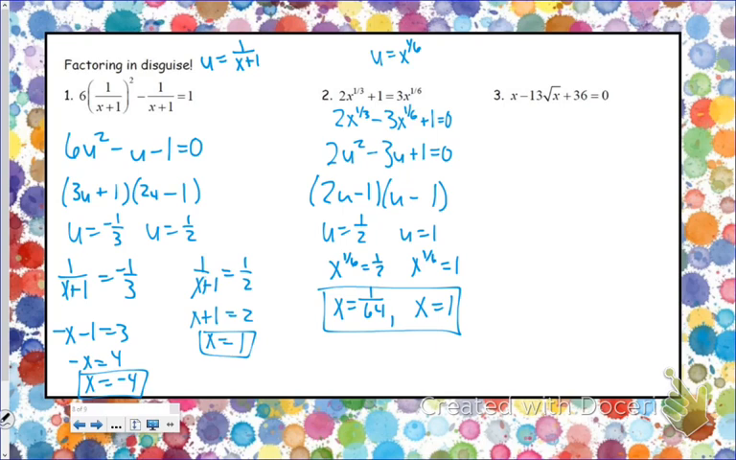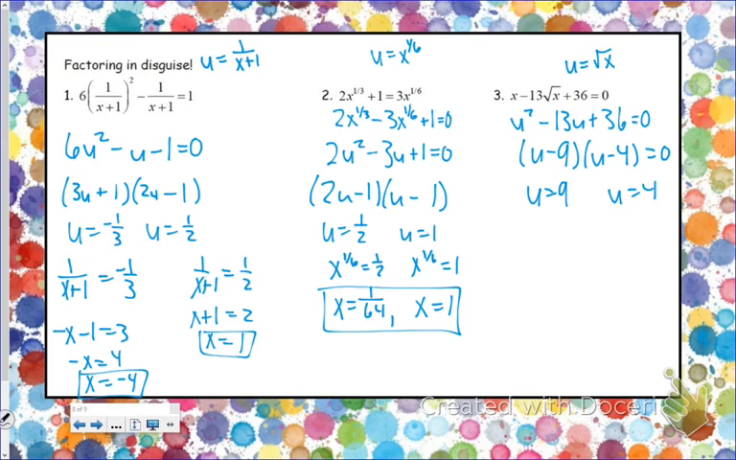Finally, on the last one, same thing. I'm going to let u equal the square root of x, because the square root of x squared is just x. So now this is something that I can factor pretty easily. This is u minus 9, u minus 4. So I get that u equals 9 and u equals 4. So the square root of x equals 9 and the square root of x equals 4. So to get my final answer, I would square it and I get my two answers.